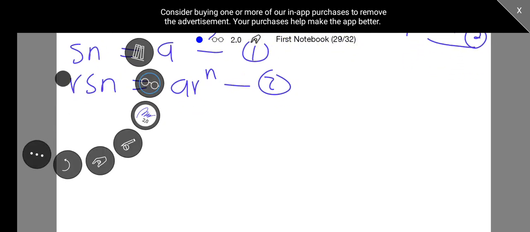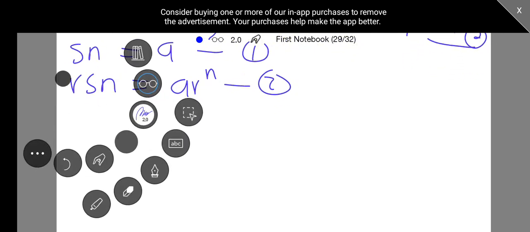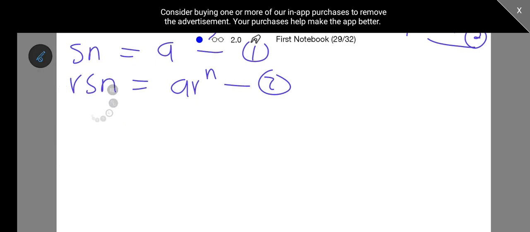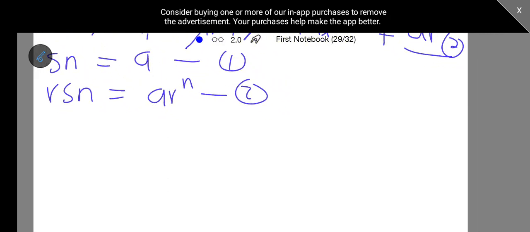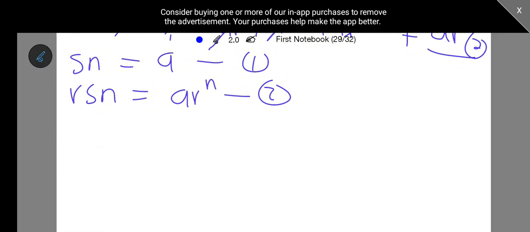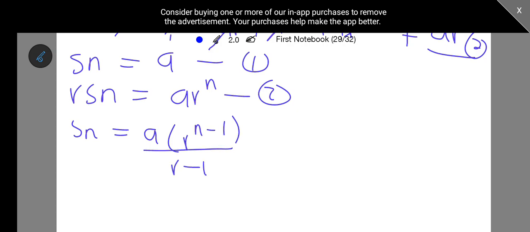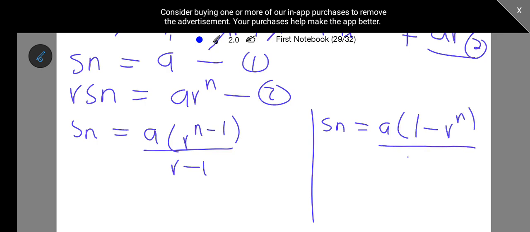So here an examiner can ask you to prove this formula in 2 ways, and I need you to be able to do it. An examiner can say prove that the formula is given as Sn is equal to A multiplied by R to the power of n minus 1 divided by R minus 1, or prove that Sn is equal to A multiplied by 1 minus R to the power of n divided by 1 minus R.